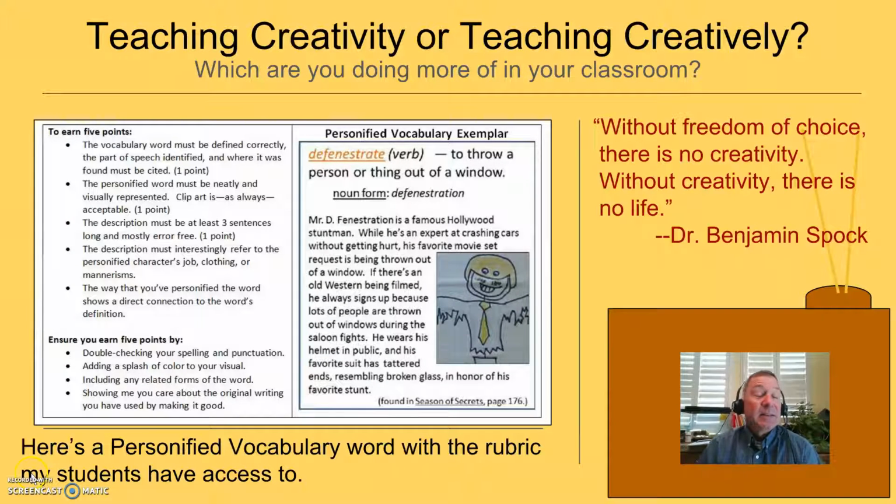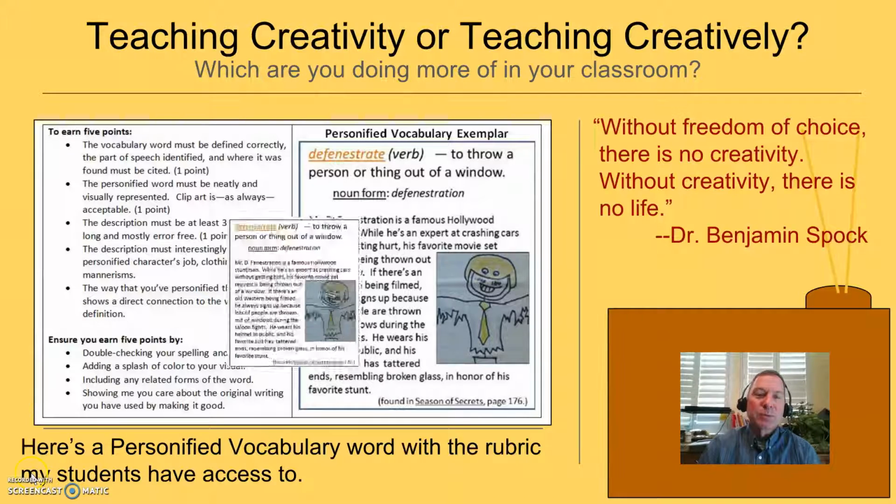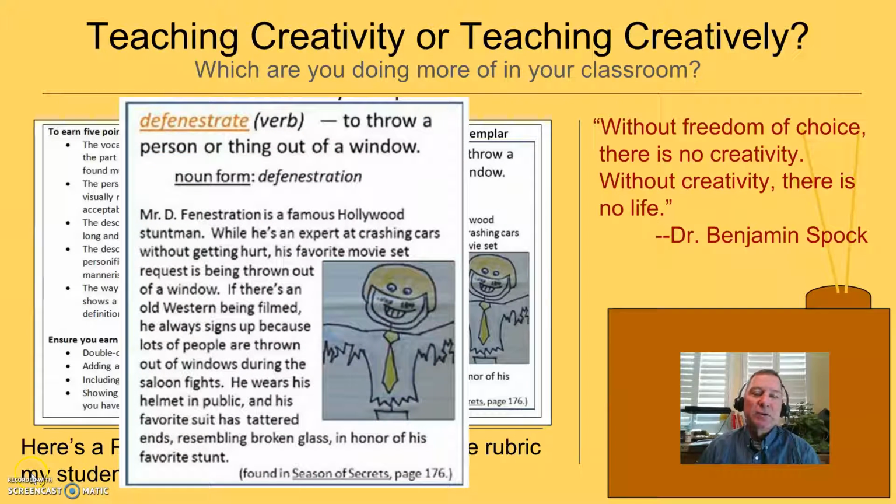A second activity that they can choose from, and this is one of the more creative activities, is they can personify the word. They can pretend the word is a person's name and then apply the person's personality, job description, whatever, to what the word means. Here's my teacher model for the word defenestrate. Defenestrate is one of my favorite words. It means to throw someone or something out a window.